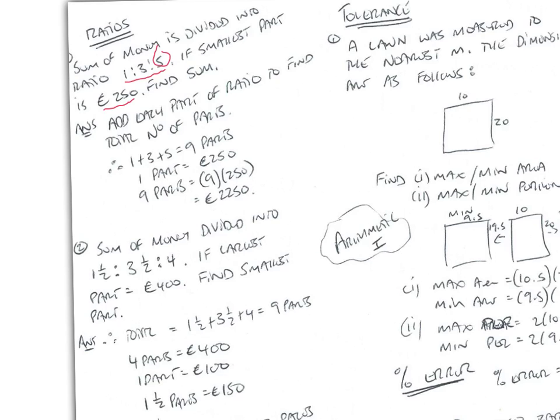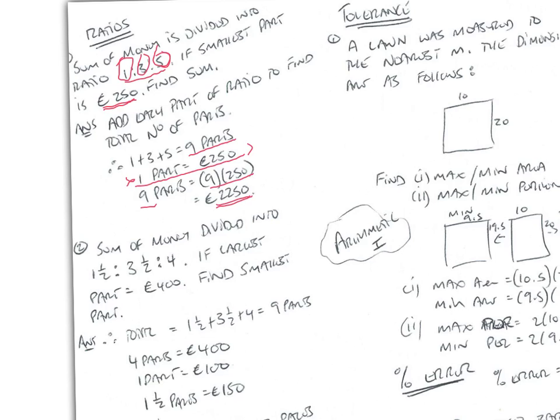Okay, so if we add each part of the ratio, we find that 1 plus 3 plus 5, there's 9 parts. And the smallest part is 1, and it equals 250, so we just set up that equation. 1 part equals €250. So if that's the case, 9 parts must be 9 times 250. We'll basically multiply both sides by 9, and we see that the total sum of money is €2,250. Now you can check that answer by finding 3 times 250 and 5 times 250 plus 1 times 250, and it should all add up to 2,250.